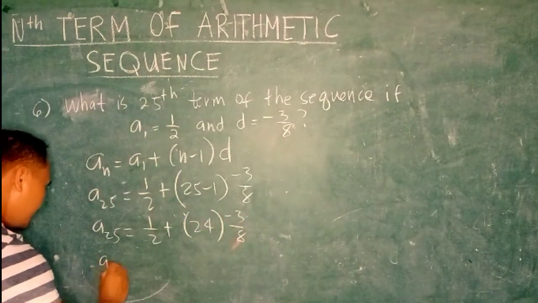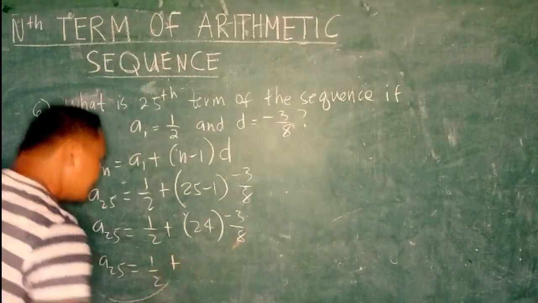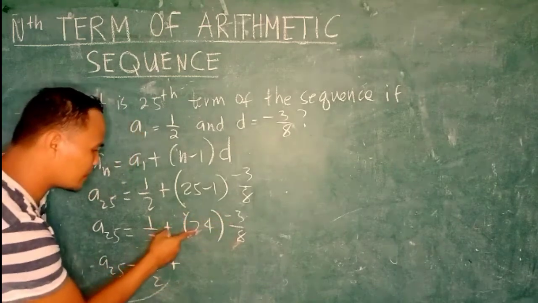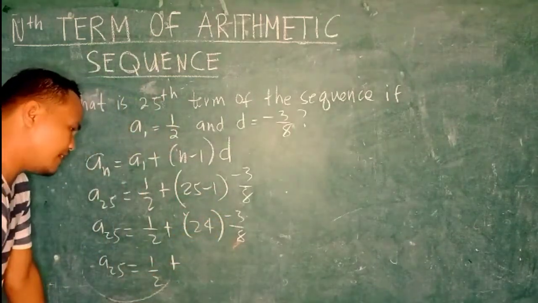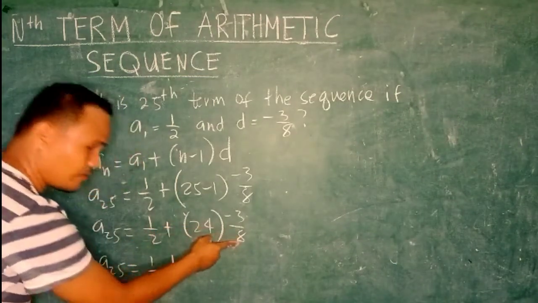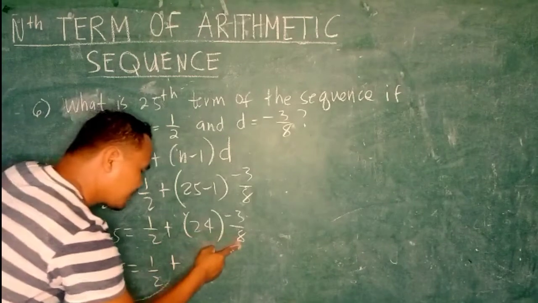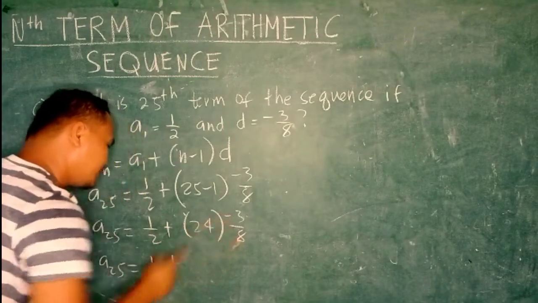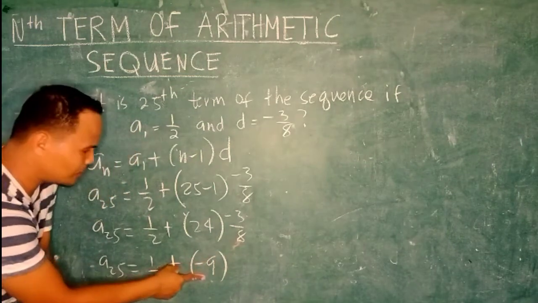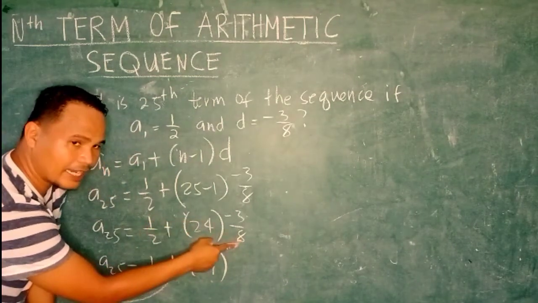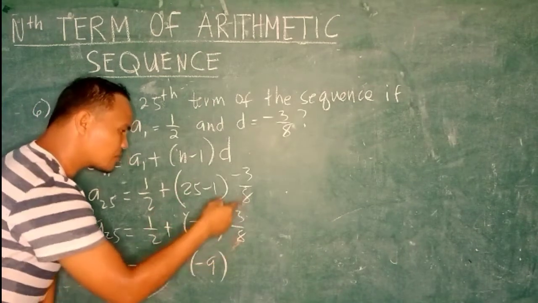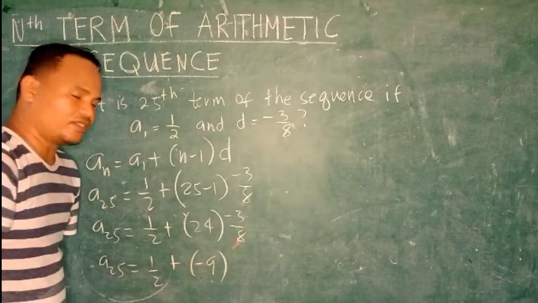Okay? A sub 25 equals 1/2 plus 24 times negative 3 over 8. If you have something in the numerator that can be divided by the divisor, we can divide. 24 divided by 8 is 3, times negative 3, that gives us negative 9. Let me go back over this. 24 divided by 8, the answer is 3. Then times negative 3, that is negative 9.